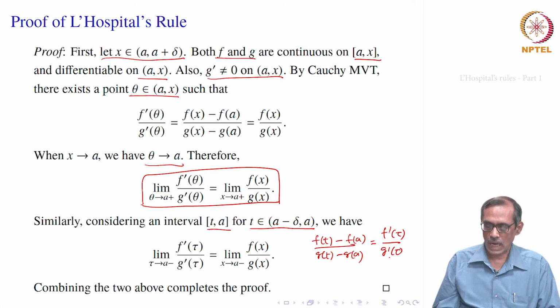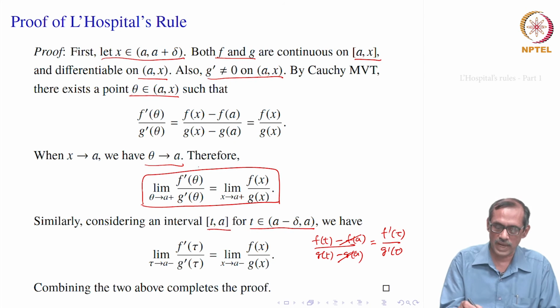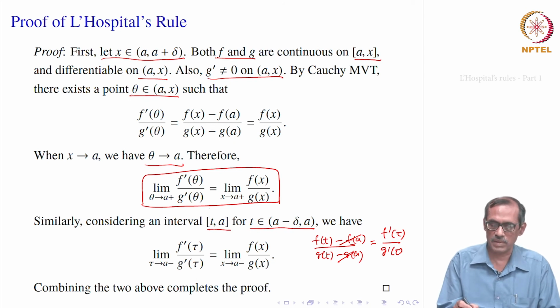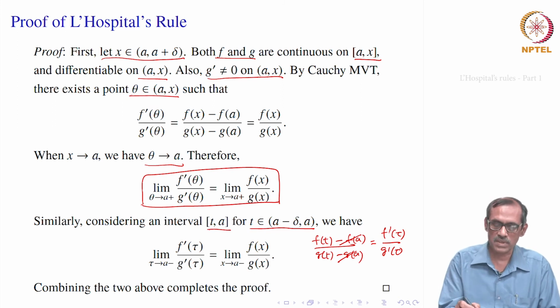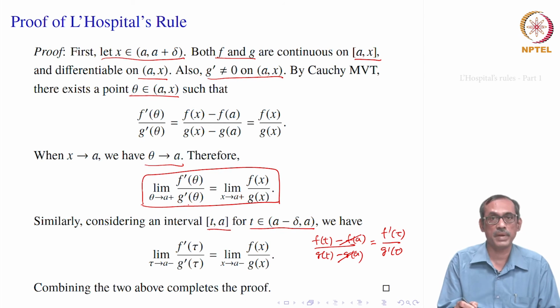Okay. Now, f(a) = g(a) = 0, so that goes away, and you get f(t)/g(t). Now, again as t goes to a, tau also goes to a. So, the limit as tau goes to a- of f'(tau)/g'(tau) equals the limit as t goes to a- of f(t)/g(t), which we can write in terms of x also. So, in a similar way as the right-sided limit behaves, the left-sided limit also behaves the same way. And since our assumption is that the limit of f'(x)/g'(x) as x goes to a exists, both these limits, right-sided and left-sided, are the same.